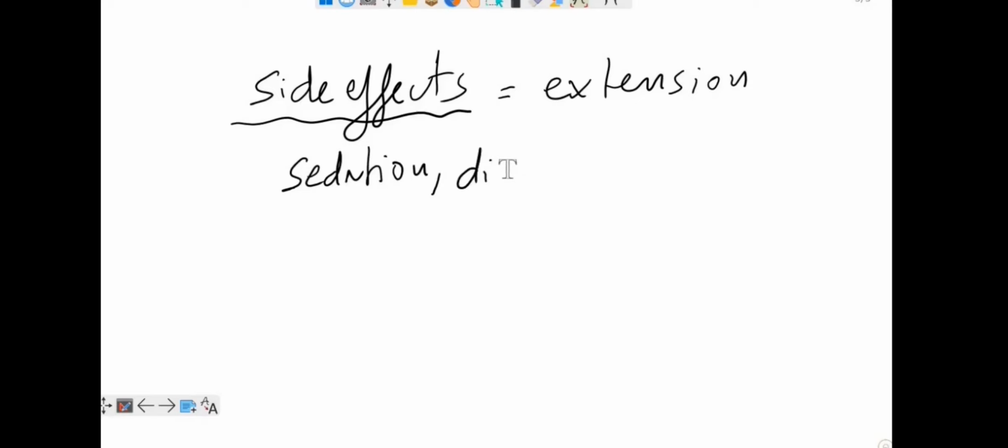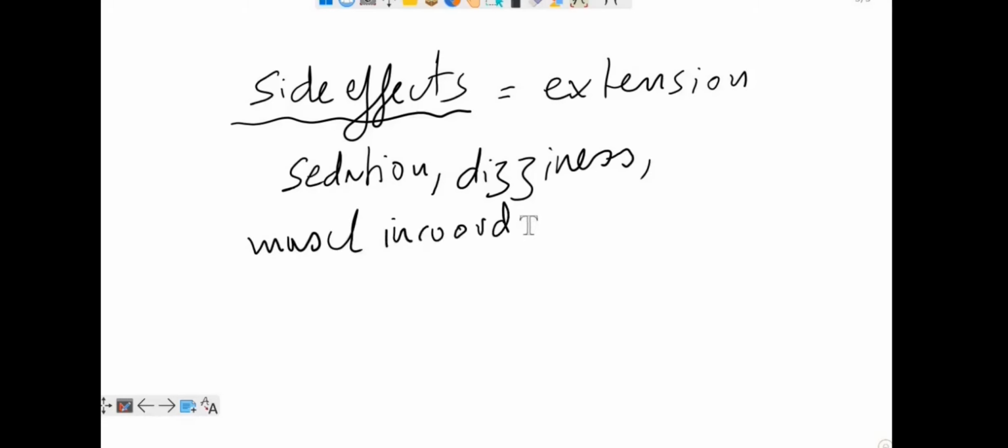They can produce dizziness, they can be reduced, of course, due to muscle relaxation, muscle incoordination. These will produce what's known as ataxia or staggering gait. Ataxia, that is staggering gait due to defect in muscle coordination.